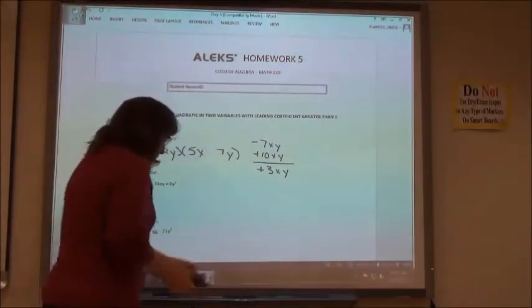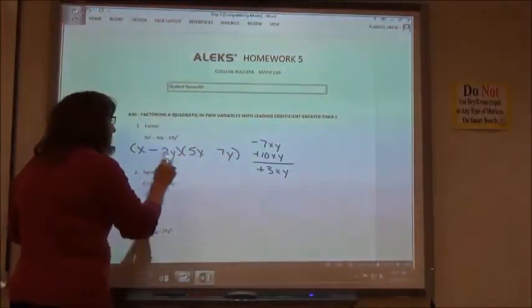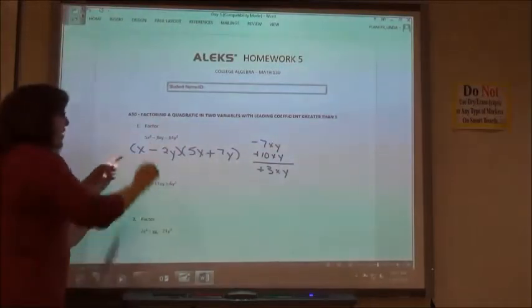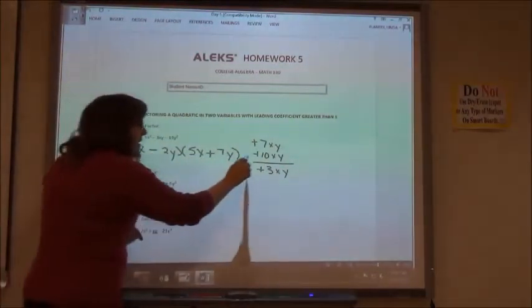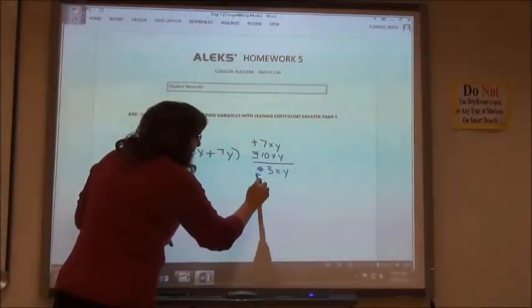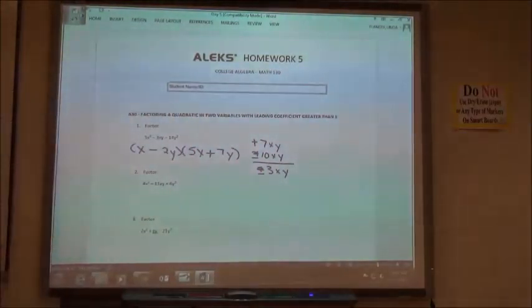So make that one the negative and that one the positive, so that our outside is a positive 7, our inside is a minus 10, and then we get the minus 3 instead of the positive 3. So if you get the right number but the wrong sign, just switch your signs around.